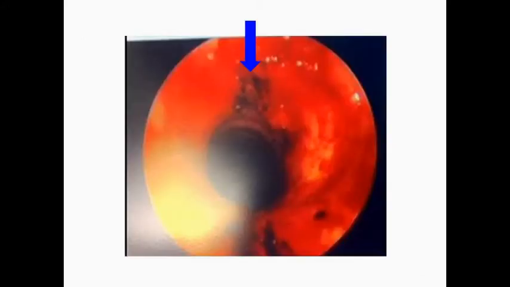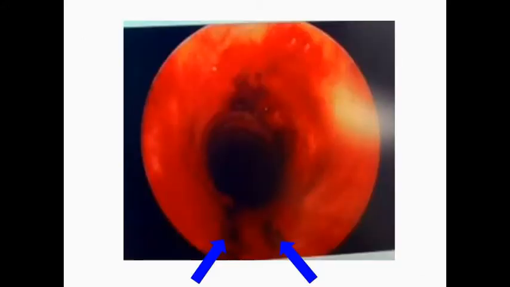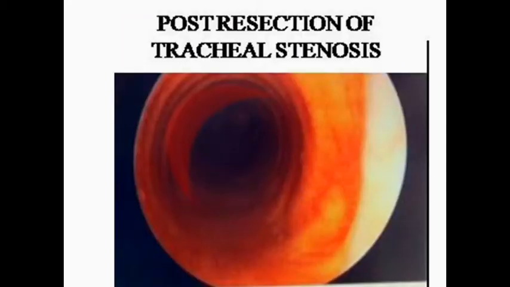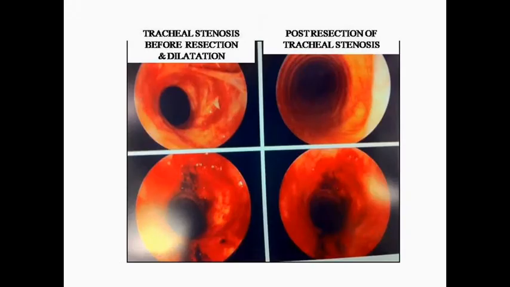Here we see laser incisions at various positions radially around the stricture. This is a nice open trachea, and here's a summary image of results of treatment.